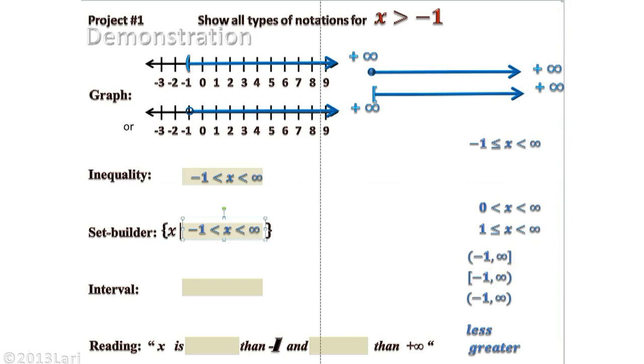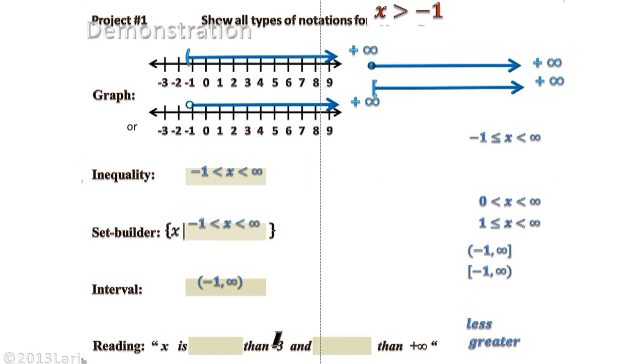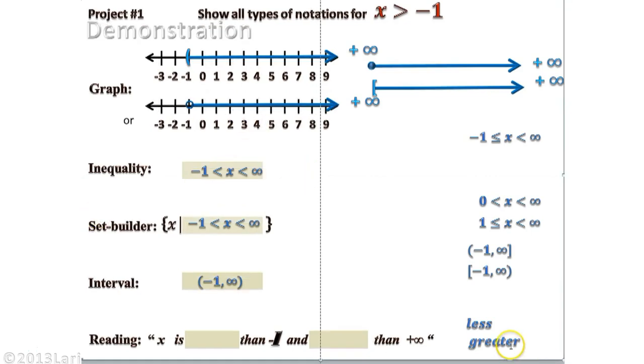Interval notation. We're supposed to have parentheses on the left and on the right. Here. And reading, x is greater. Oops. We have to undo when something like that happens. So now x is greater than -1 and less, it's always less than positive infinity, because we don't know where infinity is.